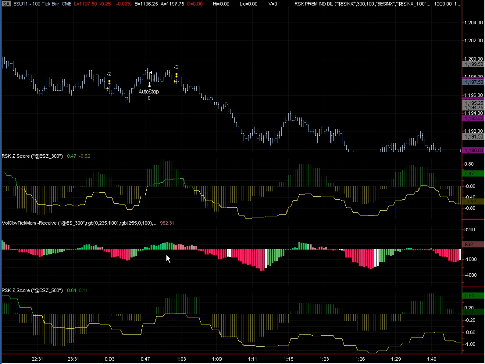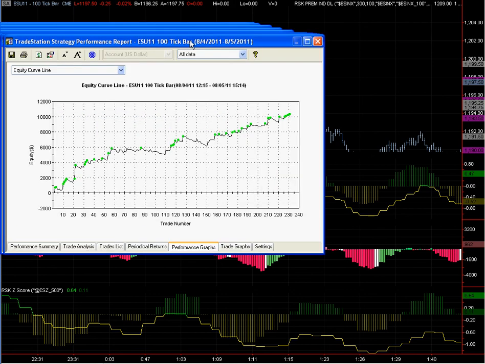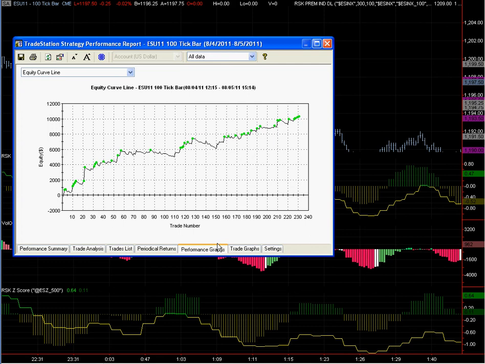The strategy performance report, I mean, the number of trades here is ridiculous. I'd never trade this. 240 trades. Yeah, that's ridiculous. But what's kind of interesting about the fact that it's only trading 2 contracts is that it makes a ton of money. What do I say about that? I say, well, maybe we're on to something.